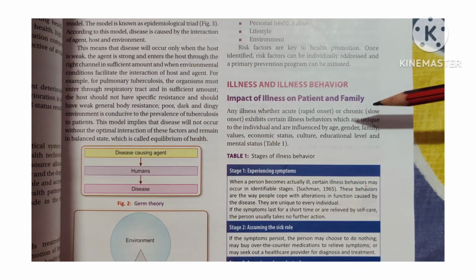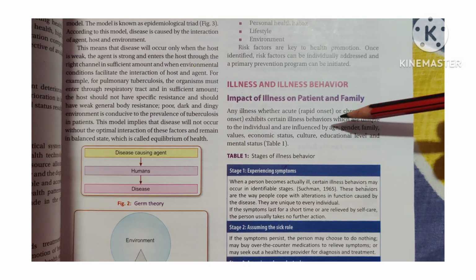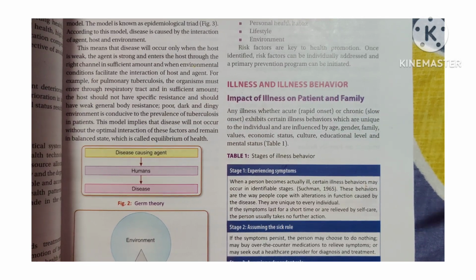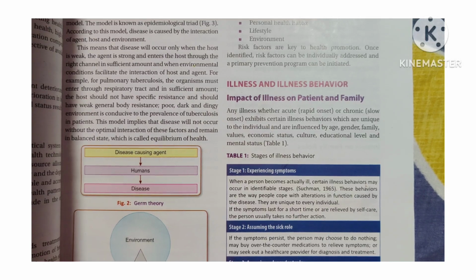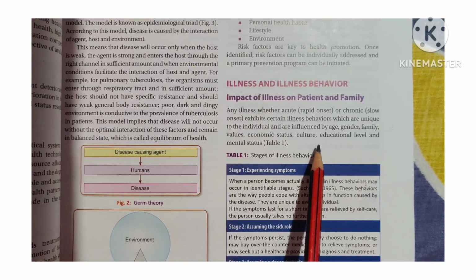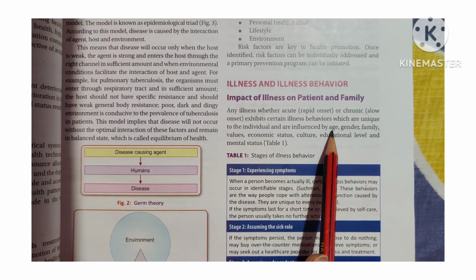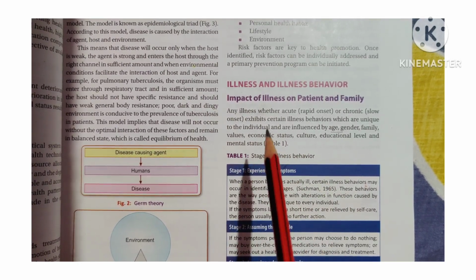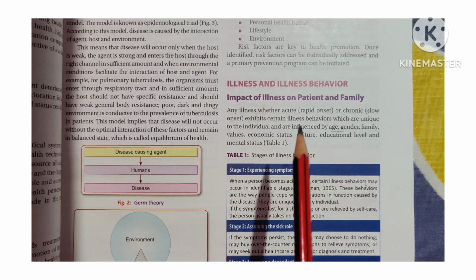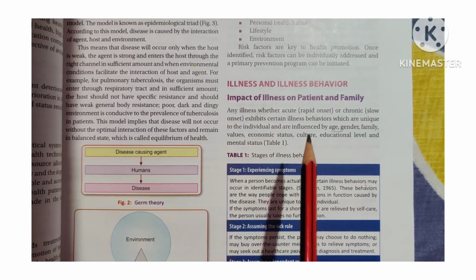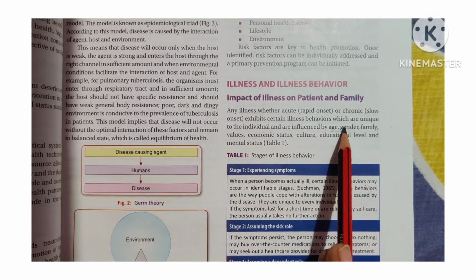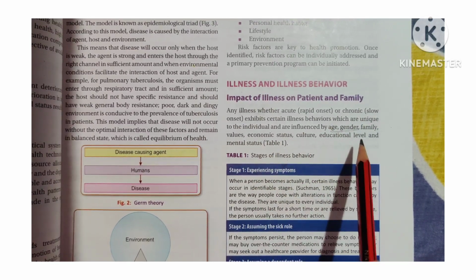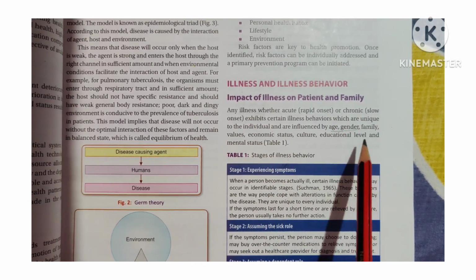Illness behavior is unique to the individual and is influenced by your age, your gender, your family values, your economic status, culture, education level and mental status. These are the various factors which affect your illness behavior. Age: whether you are a child, elderly, or young adult. Elderly people and young children will have very different illness behavior. Gender means whether you are male or female; each will handle the illness differently.